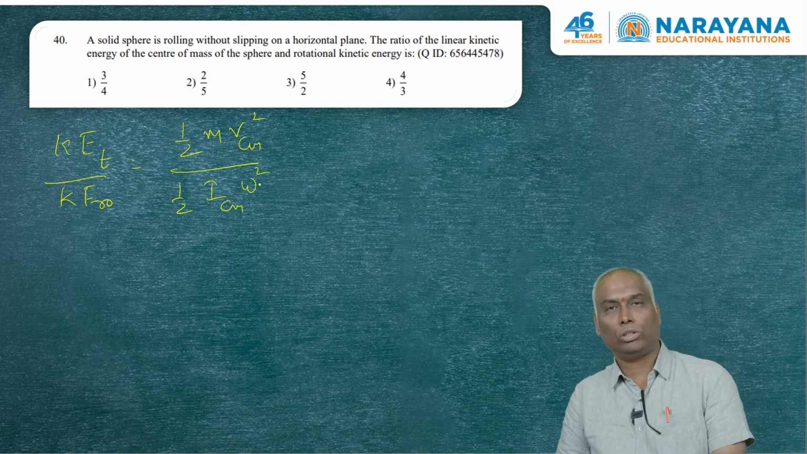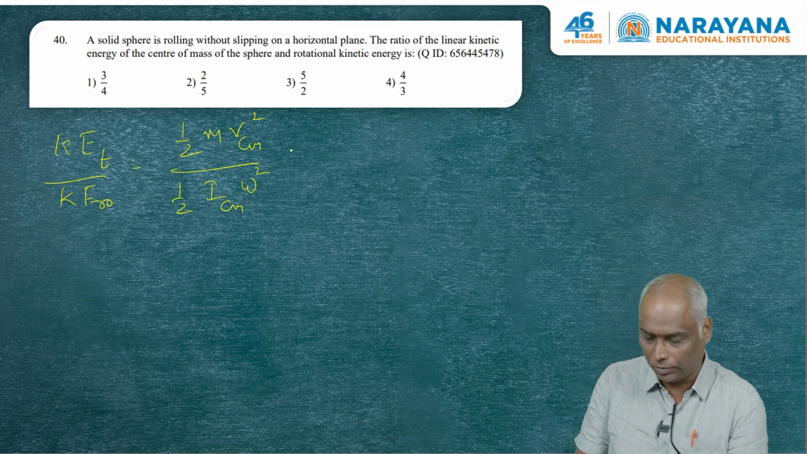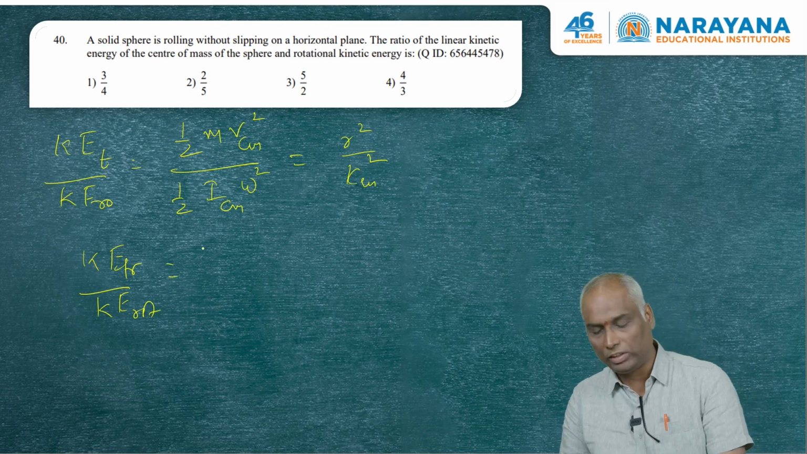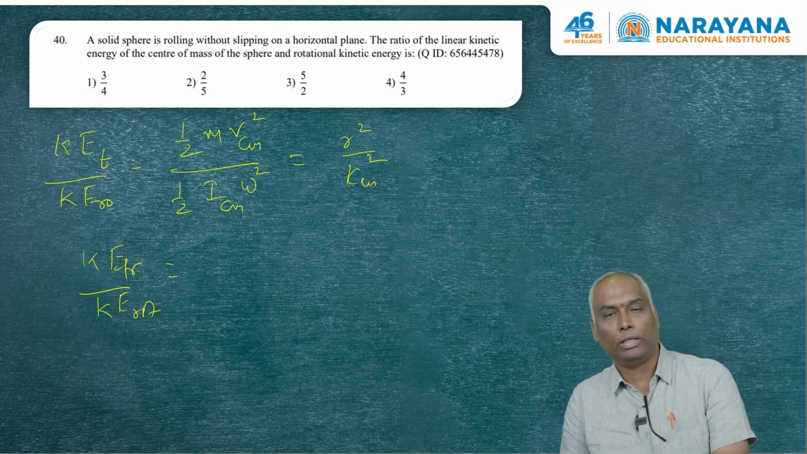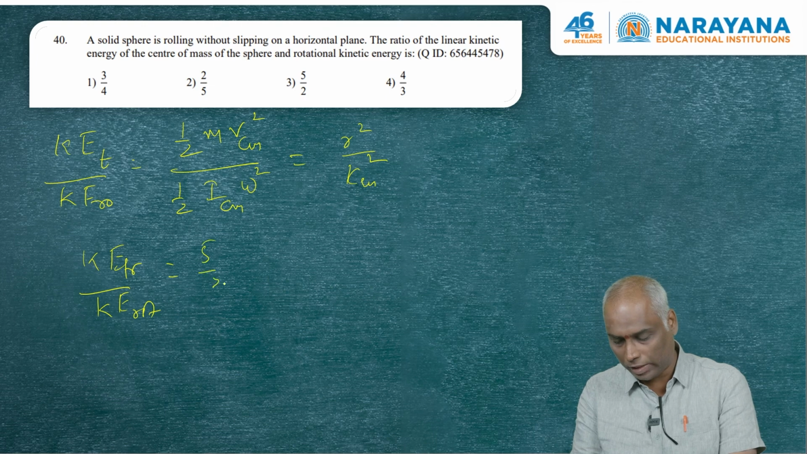And whenever a body is rolling without slipping, VCM is equal to R omega, and ICM is equal to M KCM square. So on simplification, this value we are going to get as R square divided by KCM square. So the ratio of translational kinetic energy to rotational kinetic energy is going to be R square divided by KCM square. We know that for a solid sphere, KCM square by R square is 2 by 5. So R square divided by KCM square becomes equal to 5 divided by 2.